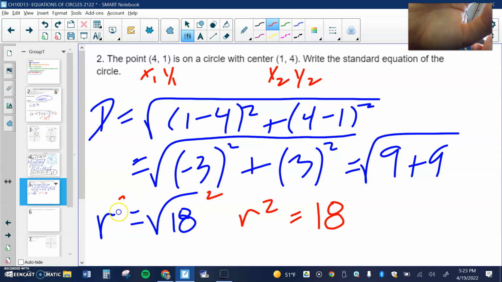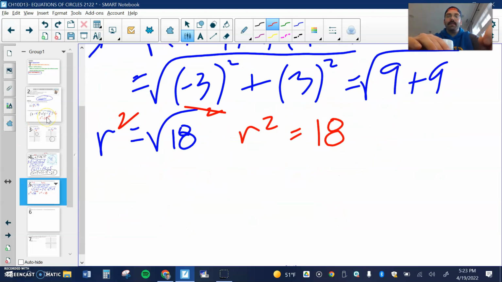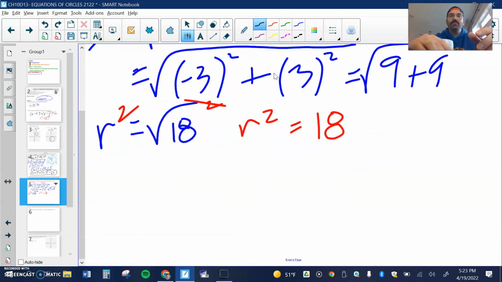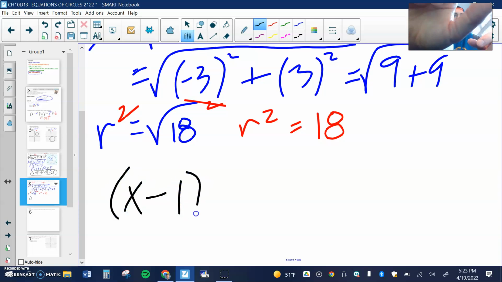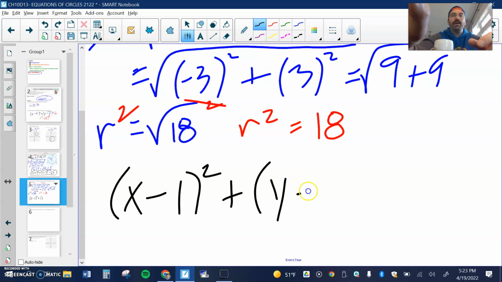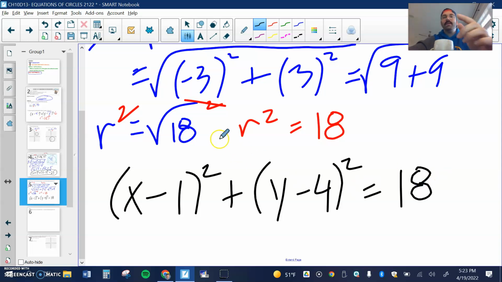Because if I square both sides, these two things cancel out. You kind of see that? That ties into one of our warm-up problems. If I got the distance to be the square root of a number, then r squared will just be whatever number is underneath the square root. So if I write my equation, my center is (1, 4): x minus 1 squared plus y minus 4 squared equals 18. Since the radius is the square root of 18, the radius squared is just 18.